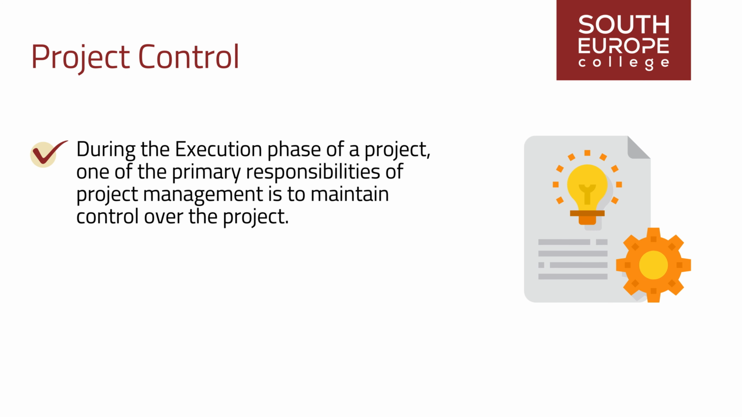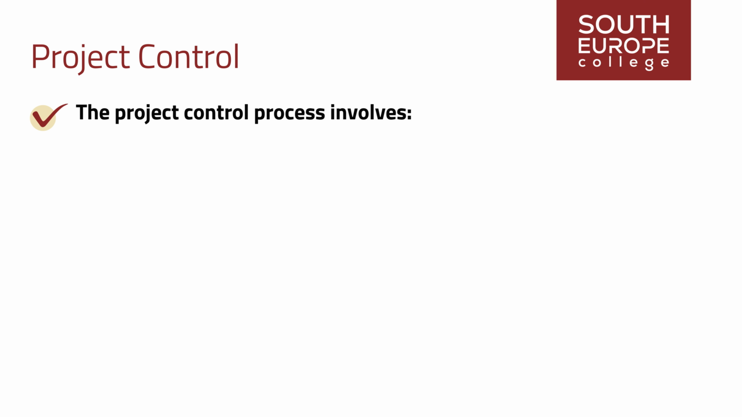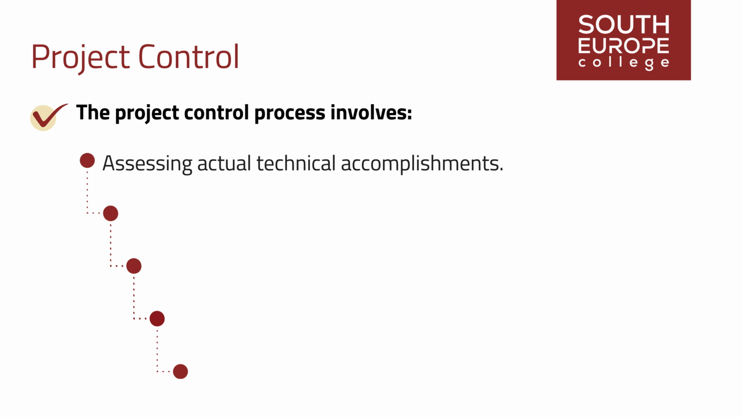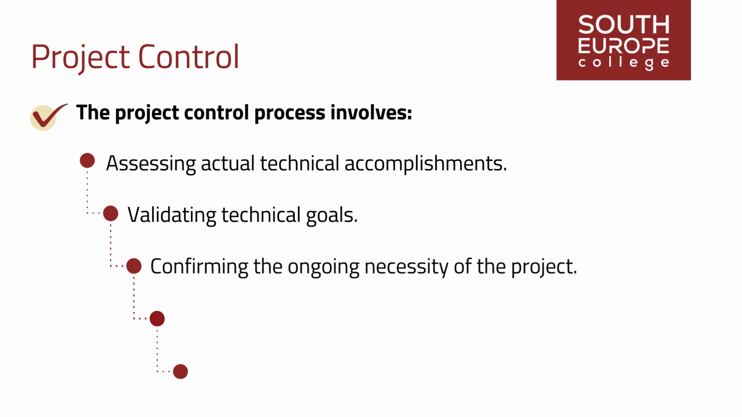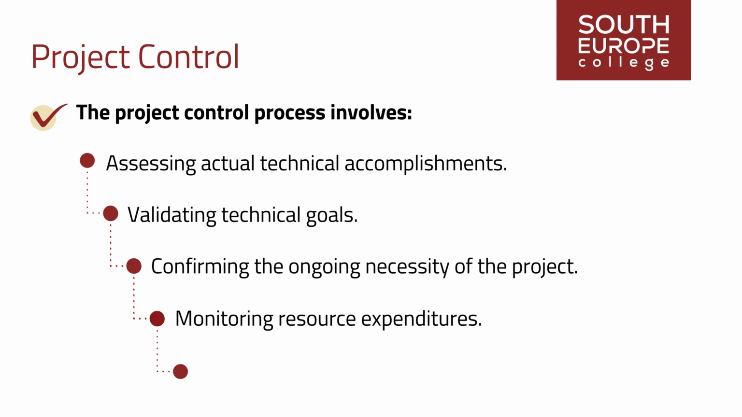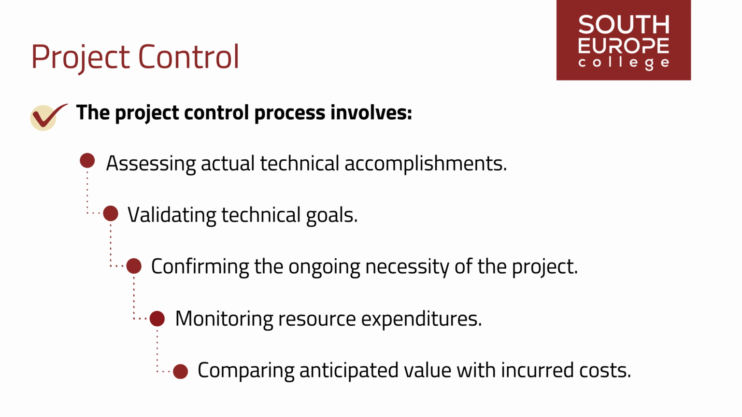During the execution phase of a project, one of the primary responsibilities of project management is to maintain control over the project. The project control process involves assessing actual technical accomplishments against the planned objectives, validating technical goals, confirming the ongoing necessity of the project, monitoring resource expenditures, and comparing the anticipated value with incurred costs.